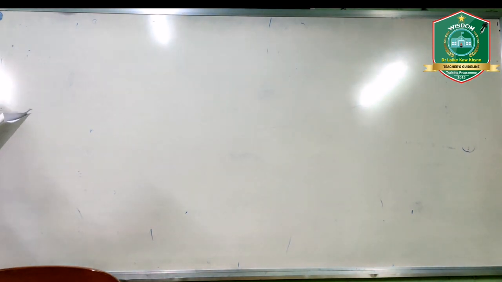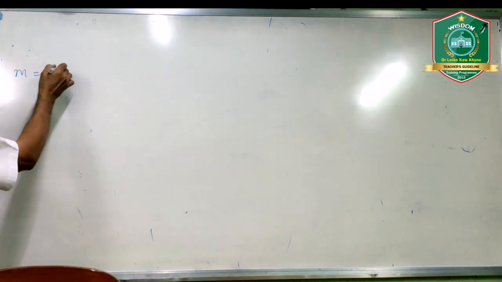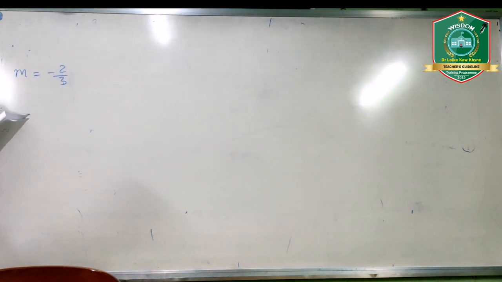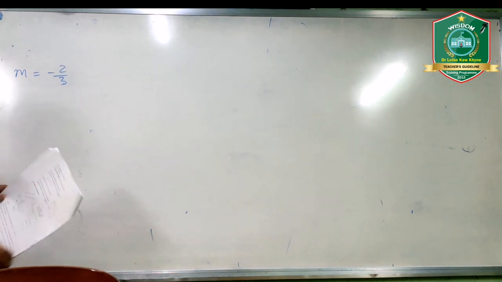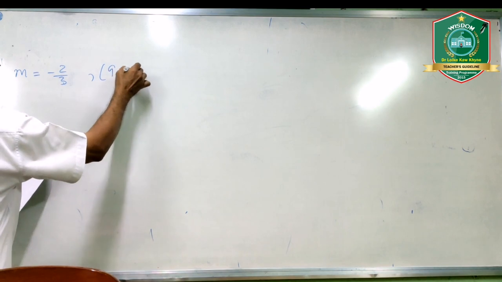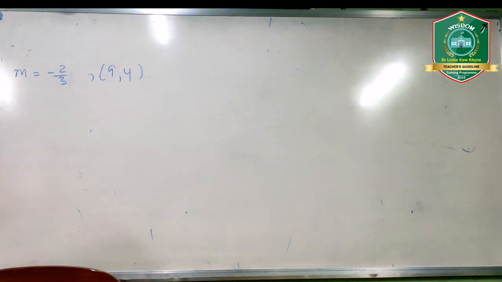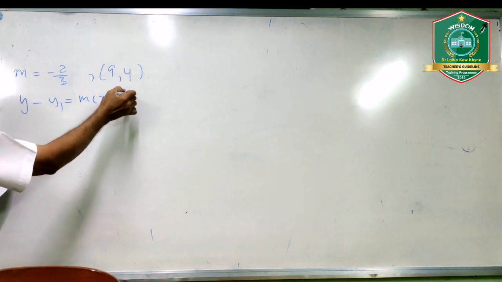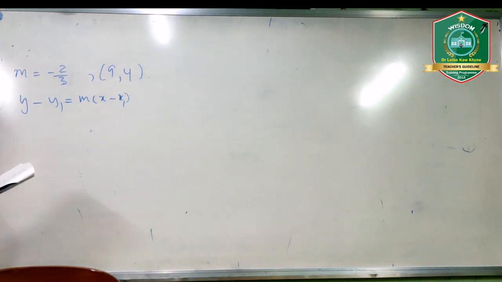What we're going to do is find the equation of the line. You have a line equation here, which has a slope m equal to minus 2 by 3, and passes through the point 9, 4. Now, what do you want to do? We have the slope and the point. The formula is y minus y1 equal to m into x minus x1. That's how to write it, where x1, y1 is the point.